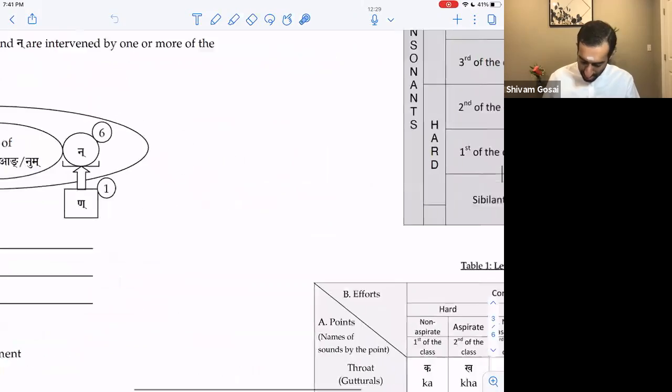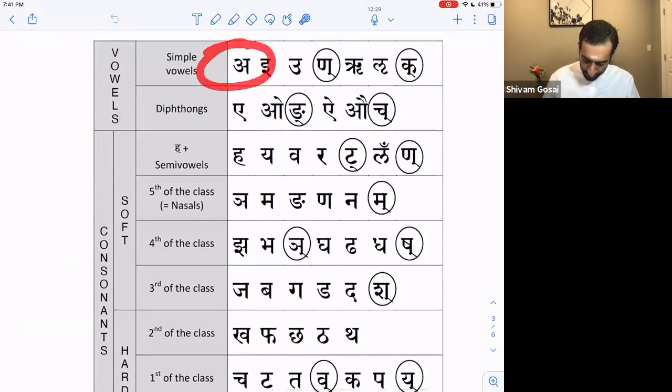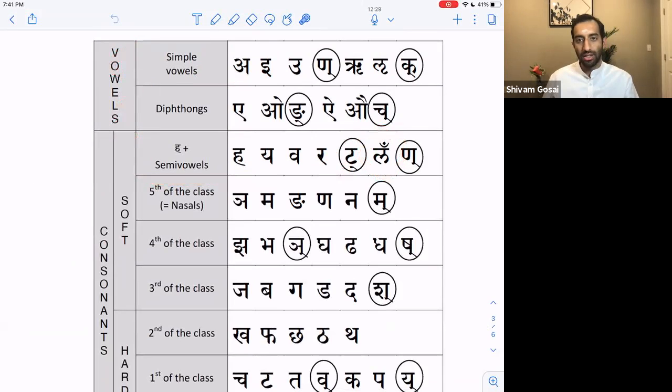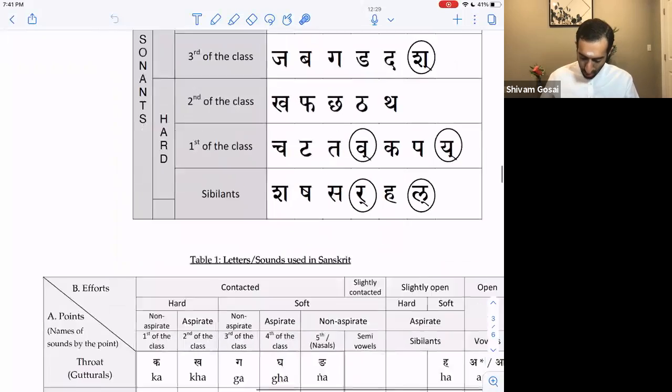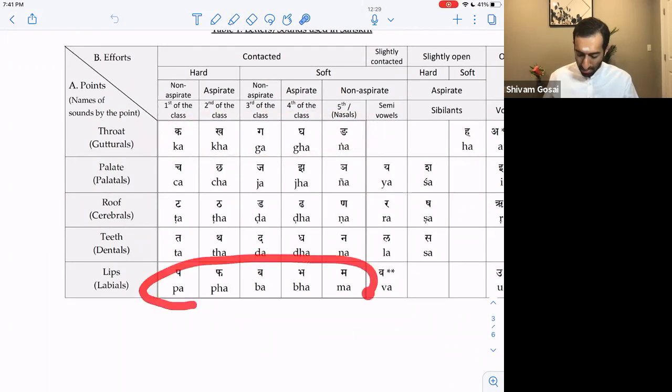Okay, what is at? At is all the vowels and the semi-vowels, except for la, li, which we don't see much of anyway. Ku stands for these five letters, starting with ka, kha, ga, gha, nga. And then pu: pa, pha, ba, bha, ma.